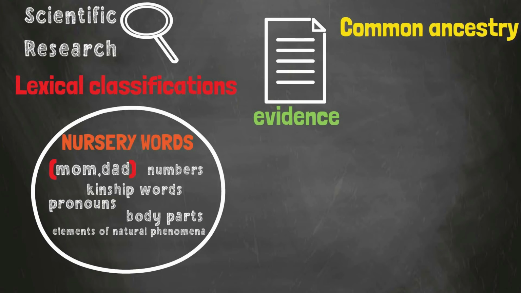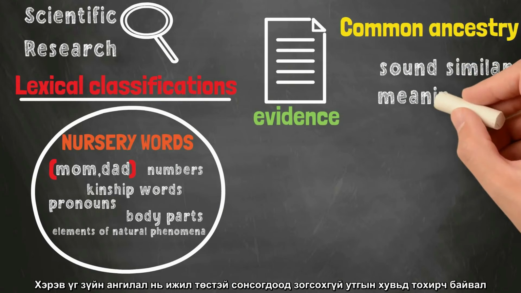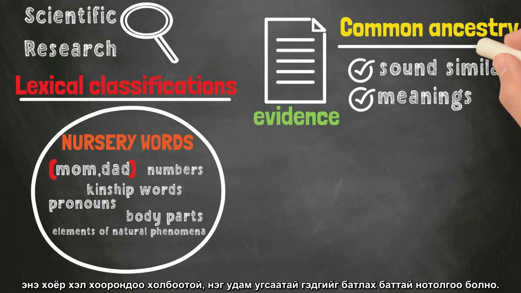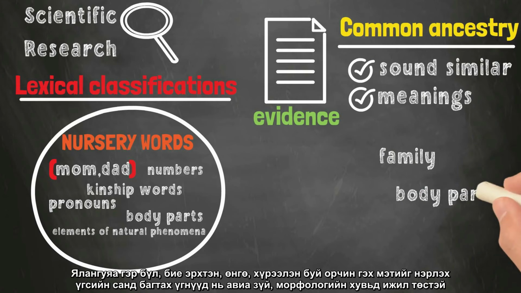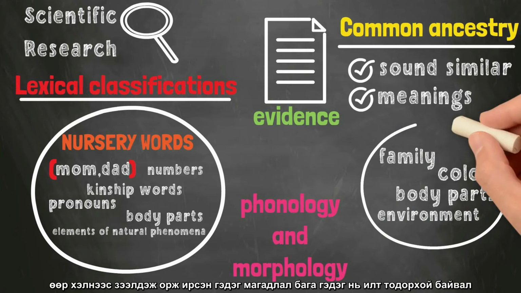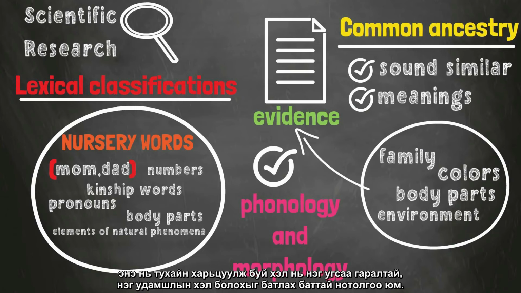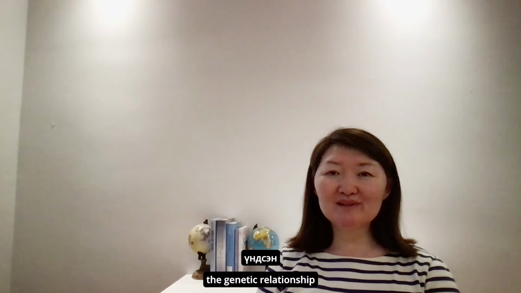If the lexical classifications not only sound similar but also correspond to meanings, then it is strong evidence that the two languages are related and have a common ancestry. In particular, if the more intimate lexical items such as family, body parts, colors, or environment are similar in phonology and morphology, then it provides strong evidence of genetic relationship and it is less likely that they are borrowed completely from another language. So we have now got some basic understanding of how to determine the genetic relationship between languages.